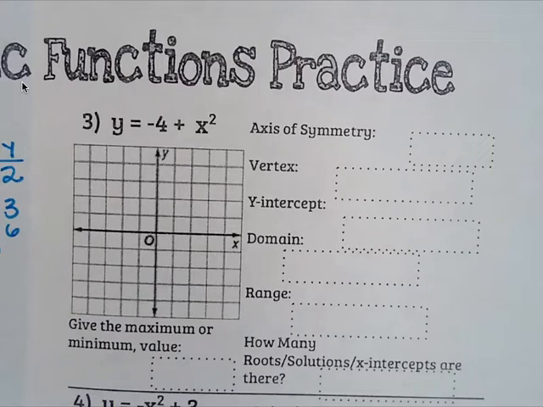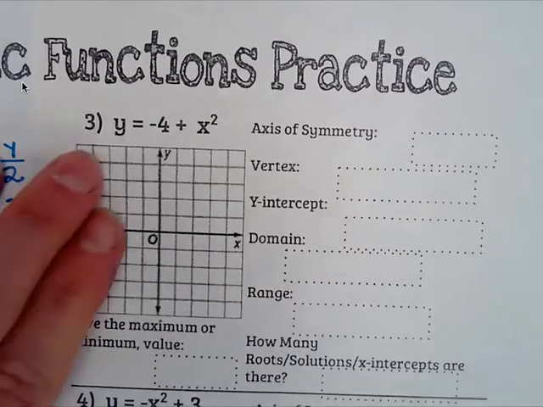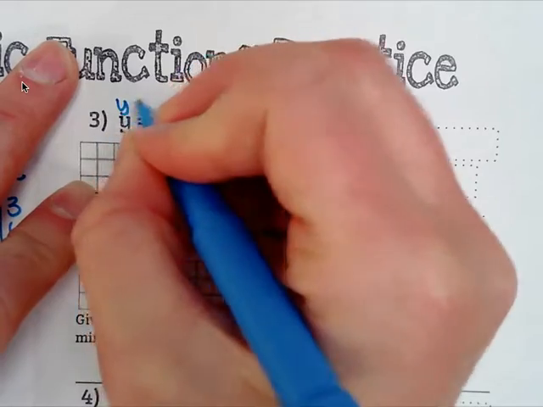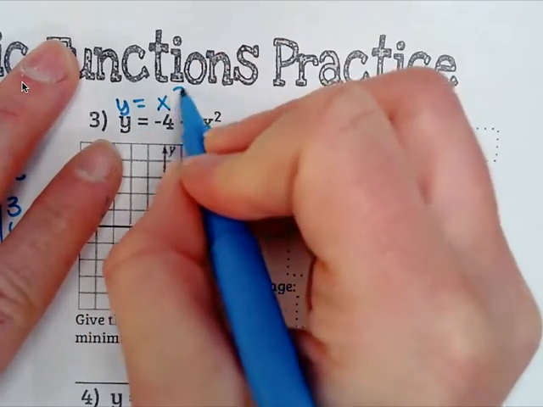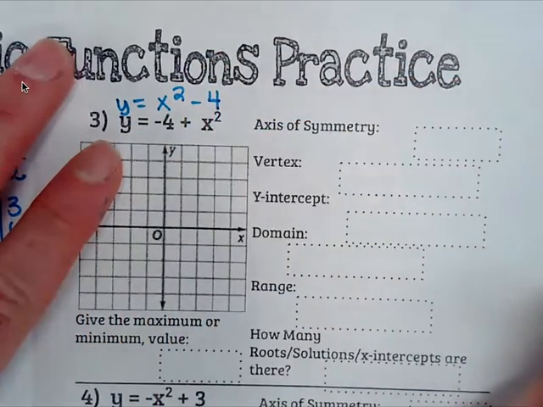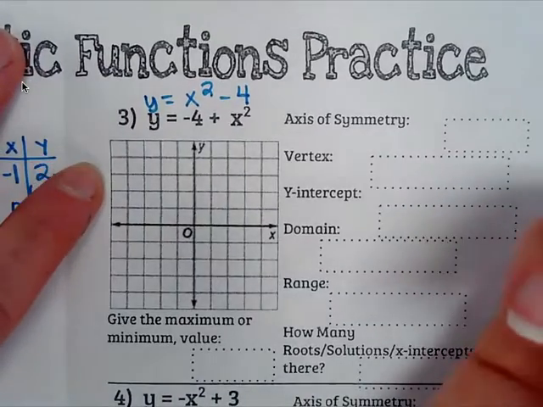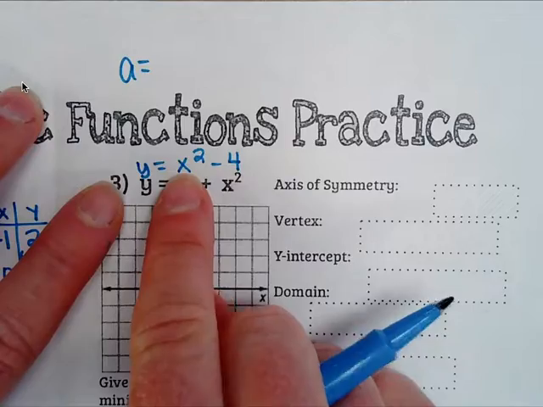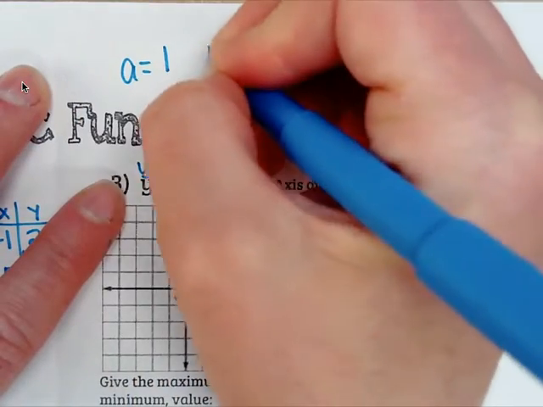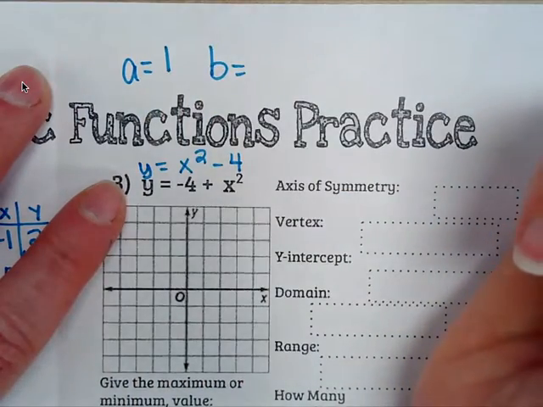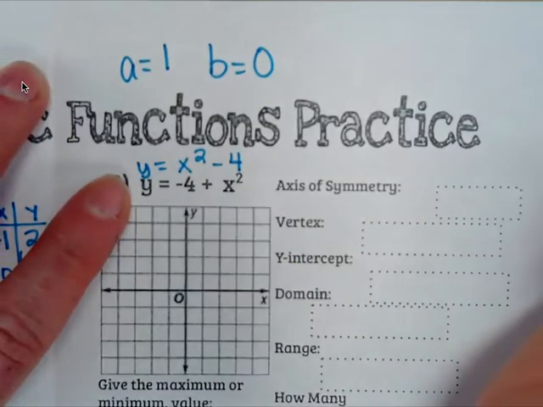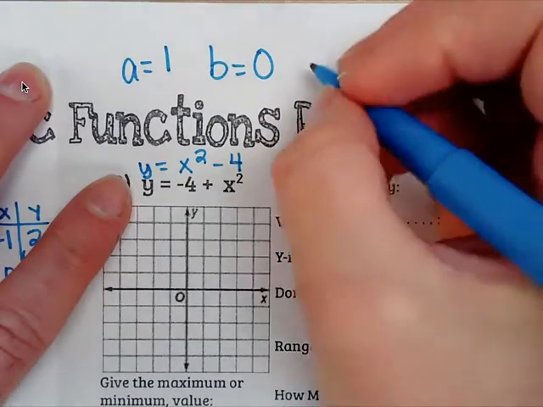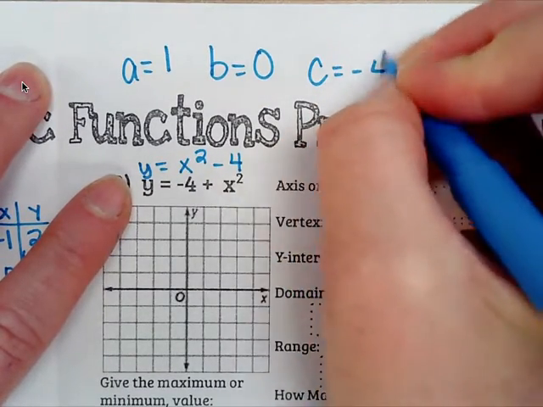What's different about this one? Yeah, there's only those 2 numbers, so it's x squared minus 4. So when we identify our a, b, and c, a is what's in front of x squared. Is there a b at all? Bx? So it's going to be 0. And then c, negative 4.